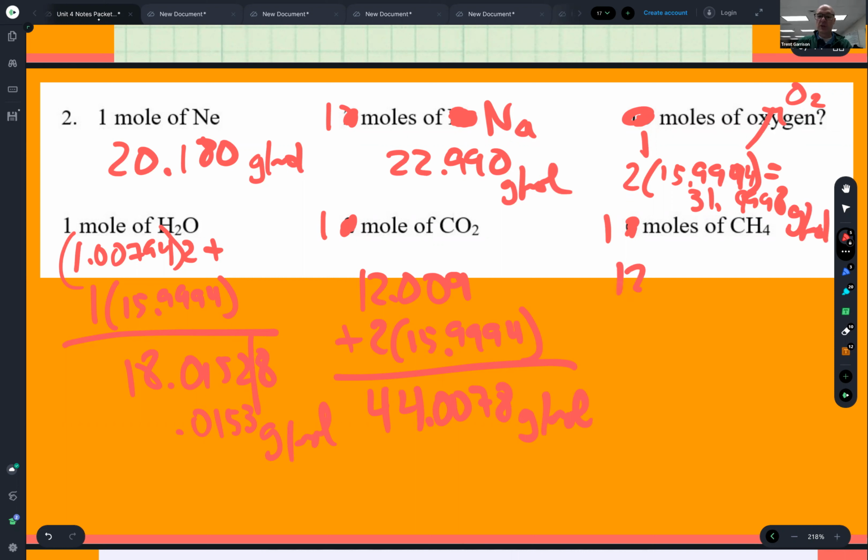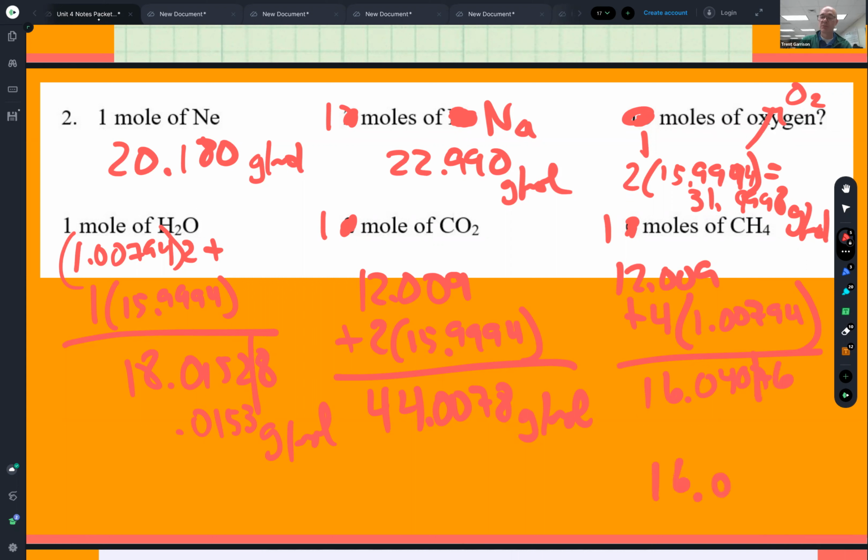All right, methane. Carbon, 12.009, plus four of the hydrogens, 1.00794. All of these values are calculated exactly the same. This is just practice. None of this should hopefully be difficult for you. 12.009 plus 4 times 1.00794, and you would get a sum of 16.04076. With sig figs, I'm only allowed to use three sig figs, so that cuts off. My final answer would be 16.041 grams per mole. Okay, so this is the process of what we need to understand today.